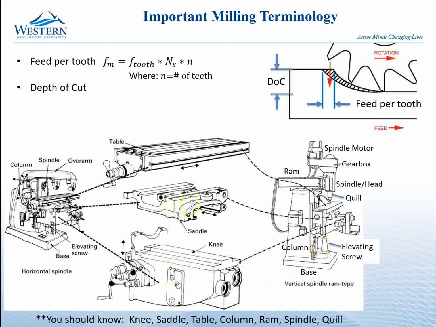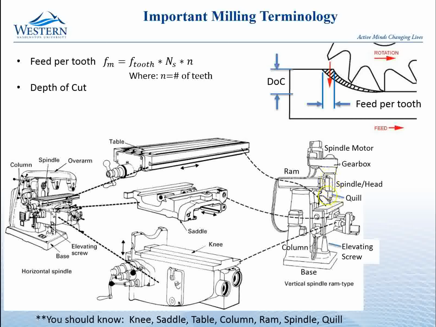On top of the knee is the saddle. It looks like a saddle sitting on top of the knee. And then on top of the saddle is the table, which moves back and forth. So the table is the x-axis, the saddle is the y-axis, and then Z is along the axis of rotation all the time. And so that's done by both the elevating screw and then the quill.